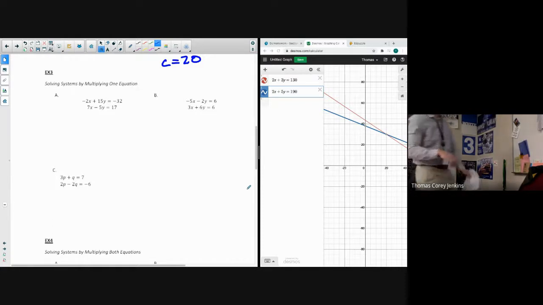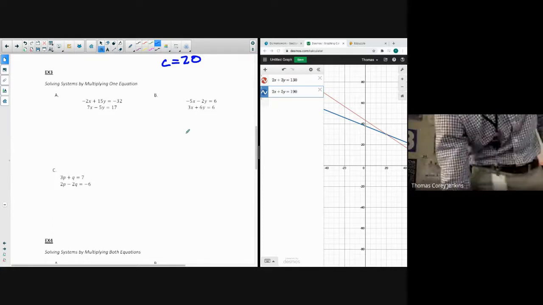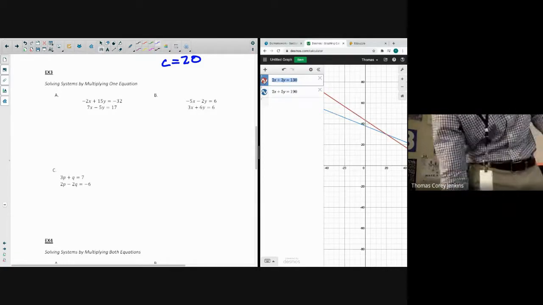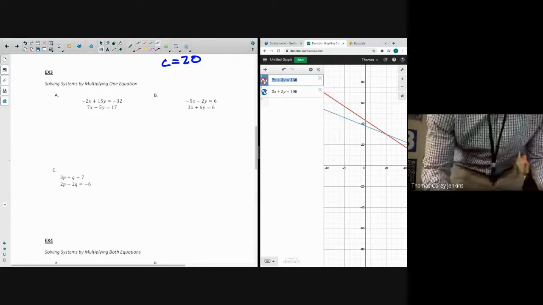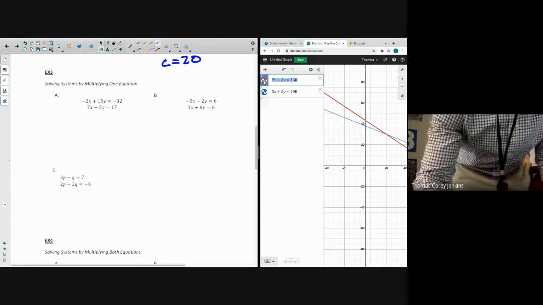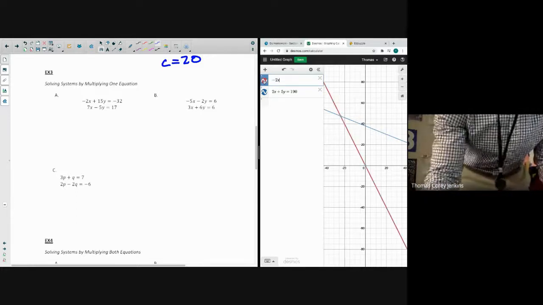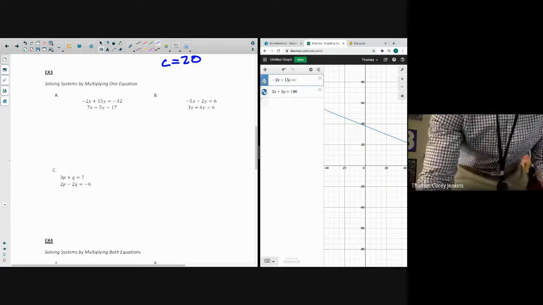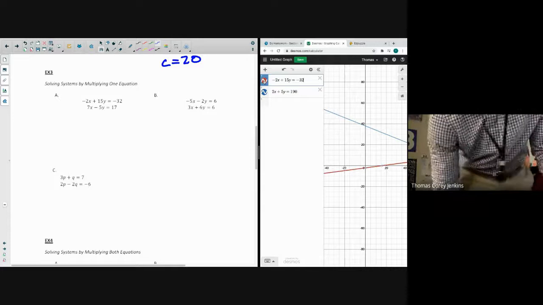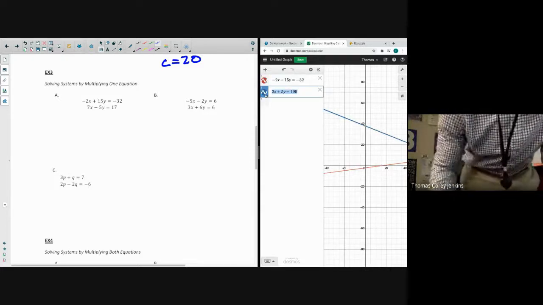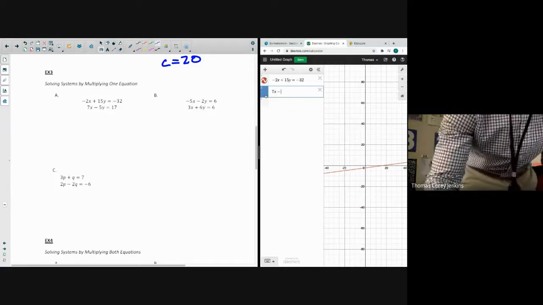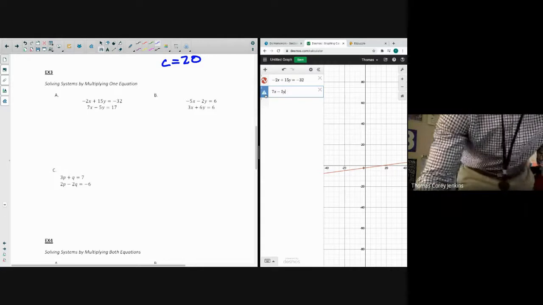So we'll start by checking our answer first. Okay. So I'm going to punch in the equations as I see them written. All right, so top equation is -2x plus 15y equals -32. And then the bottom equation is going to be 7x minus 5y equals 17.